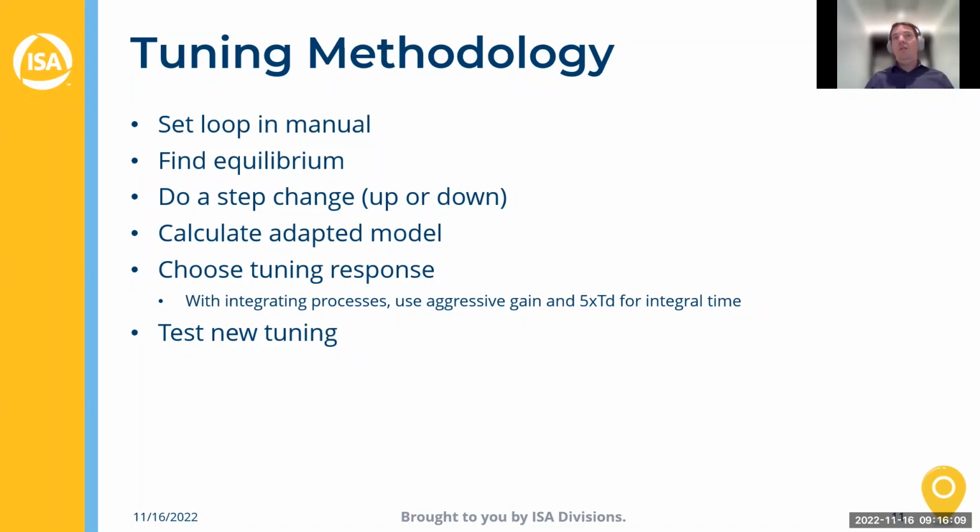So you go through the integrating time, you set the gain to 1, and just like I show you, with this you can choose your tuning response. We recommend here only one. We'll play with it, as you may have a different objective. If you want a strong load rejection, we recommend the aggressive tuning and use 5 times the dead time for your integral time. And then you can test your response.